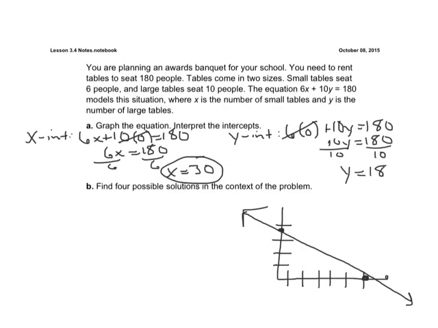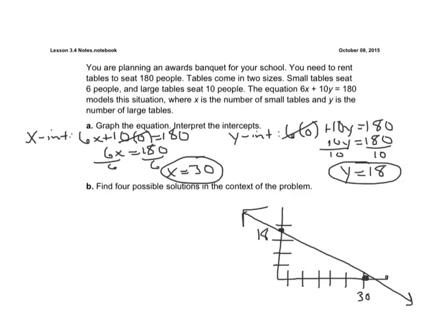And there's our graph. So what this graph means, we got to understand what it means. Okay, down here at our x-intercept, that's where we have 30 tables. Now, 30 tables right here, our y is 0. Okay, that means we have no large tables. We only have small tables. Okay, and when we have 30 small tables, that seats 180 people. Now up here at 18, we have 18 large tables and no small tables. Well, 18 large tables also seats 180 people. Now every point on this line is a combination that would seat 180 people.